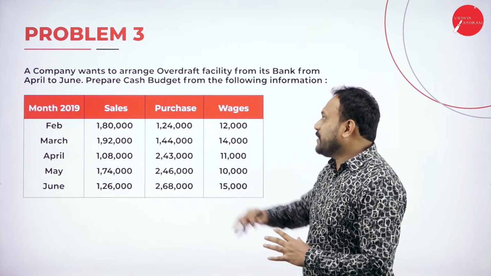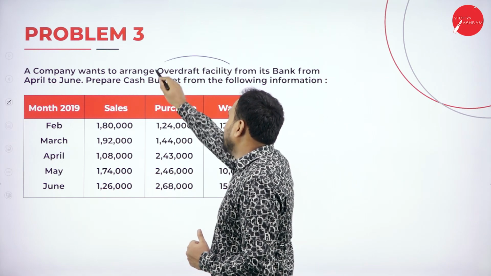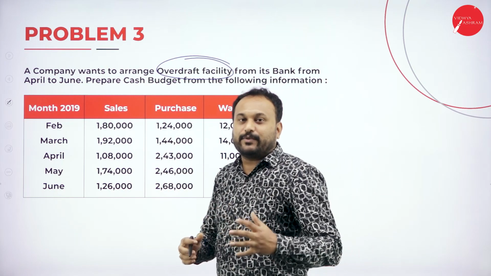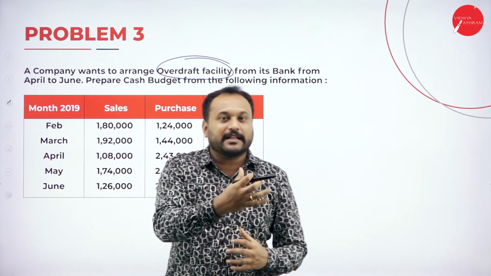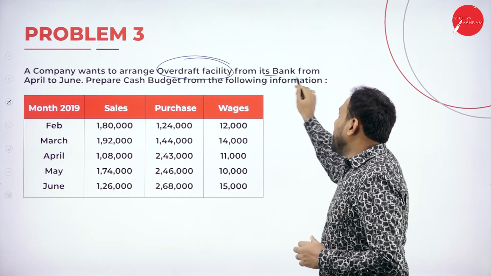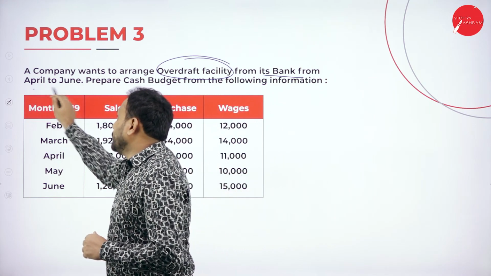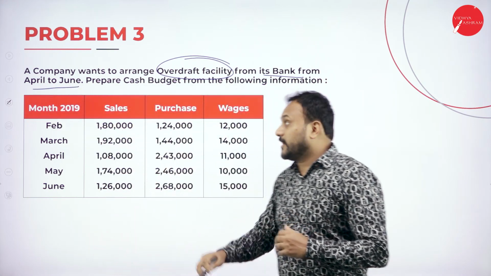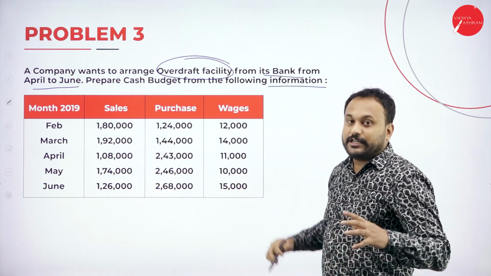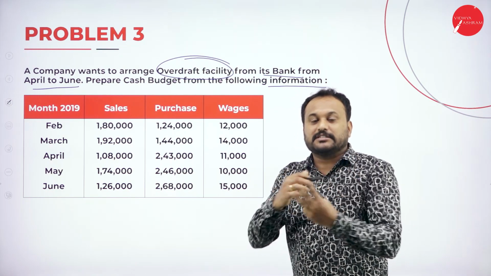So here a company wants to arrange overdraft facility. Now they have only said that they are supposed to go with overdraft facility. Now what exactly is this overdraft? When you don't have money, you are supposed to ask the bank. That is the overdraft facility which you are supposed to go with, from its bank from April to June. Prepare cash budget from the following information. So it is April, May and June. Those are the 3 months which you are supposed to prepare.